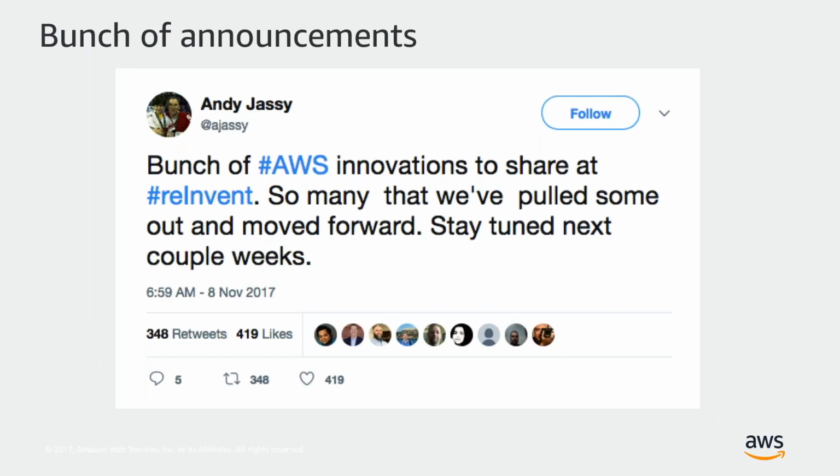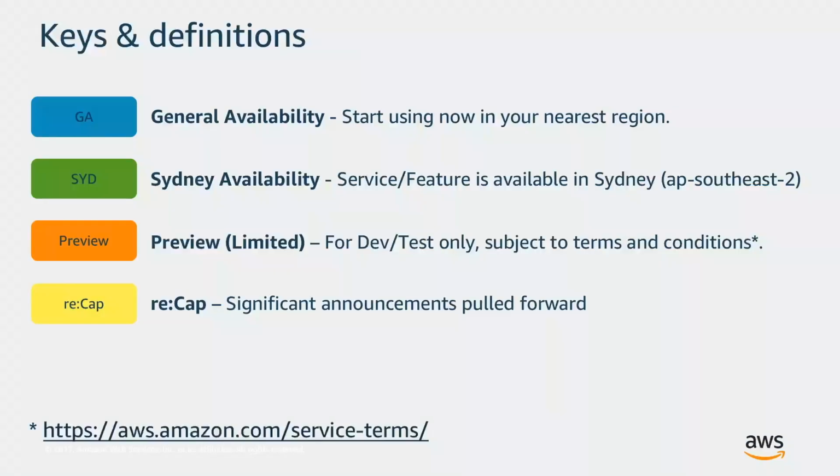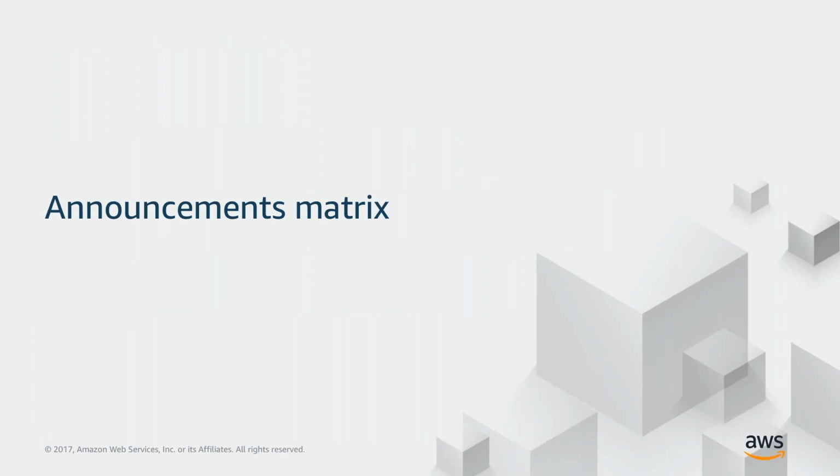So the reason we got all together today is to discuss all the announcements we've done at re:Invent. In fact, we had so many announcements that we had to pull some of them forward, and we actually announced them during the months of November. So today we're going to cover anything that became generally available. We're going to put an accent on all the things which are available in Sydney for you today. We're also going to discuss all the services that launched in preview mode, and we're also going to recap some of the significant announcements which were pulled forward.